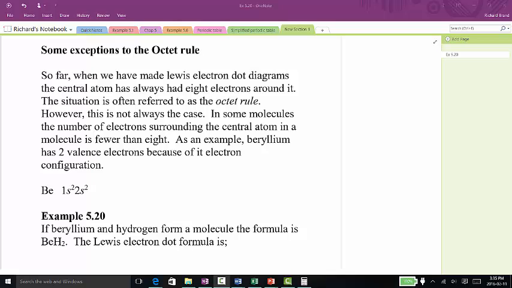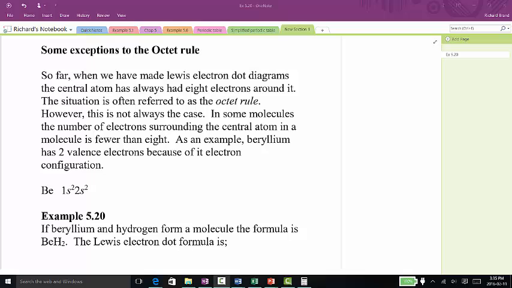Example 5.20. All of the molecules we've examined so far have had 8 electrons around the central atom. That is, the central atoms have always obeyed the octet rule, but this isn't always the case. An example would be beryllium.